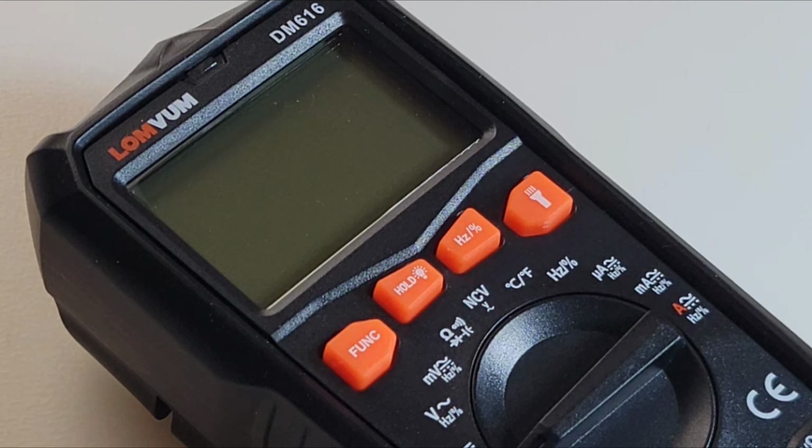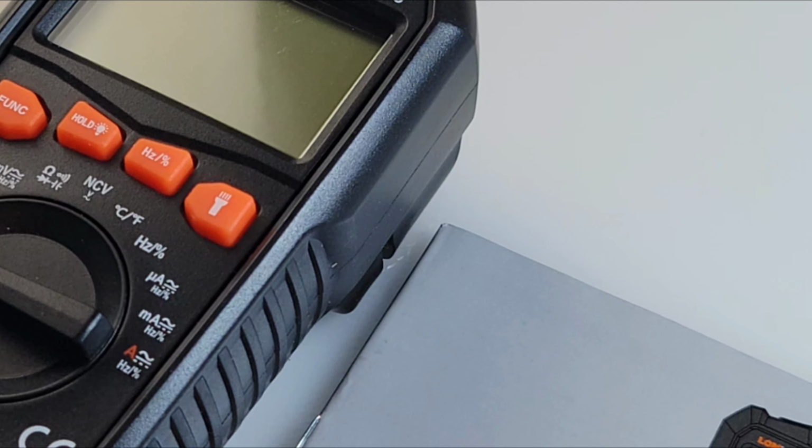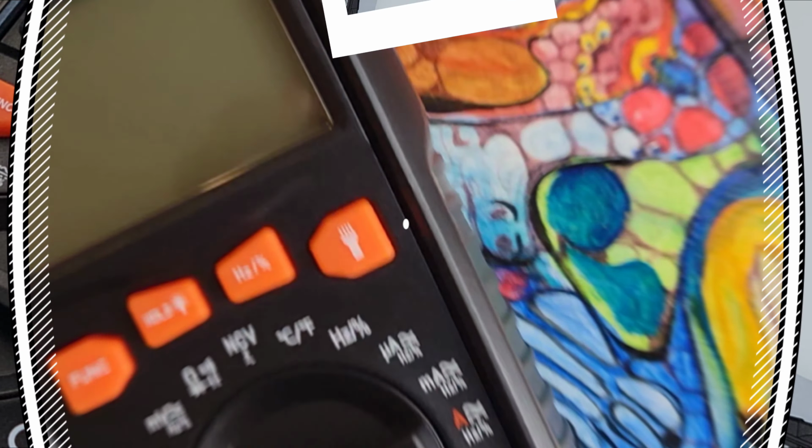Today in the Cheapo Spotlight, the LOMVUM 616 for your cheapo pleasure. LOMVUM, an up-and-coming name in the multimeter realm. Will I be impressed with the DM616? Well, I sure hope so. Let's take a look.